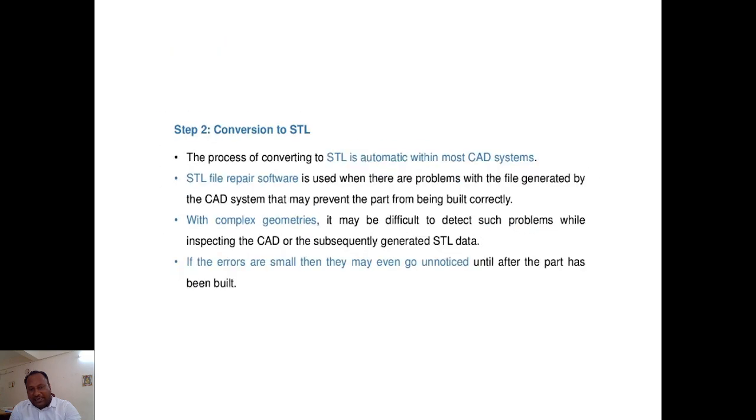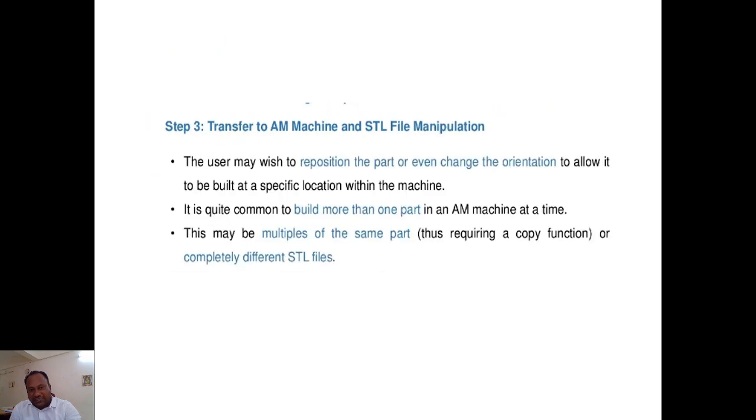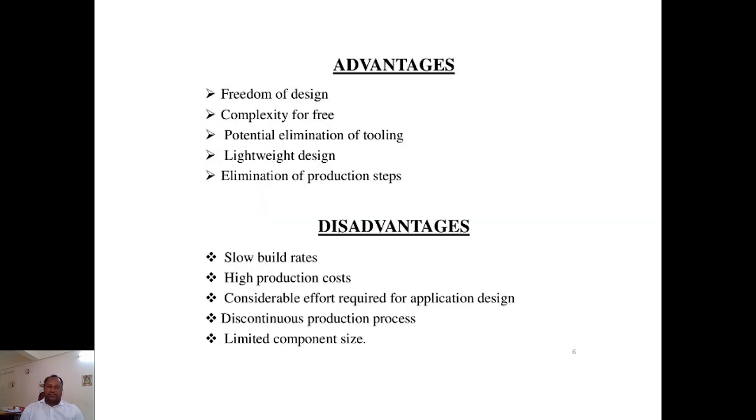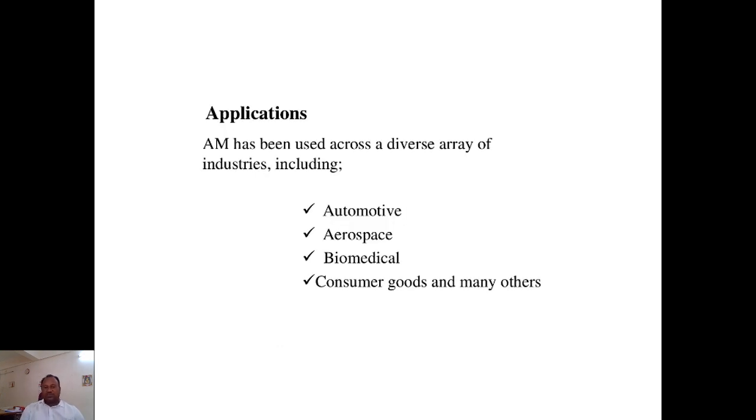So these are the total 8 components: STL, CAD model, removal, post processing, all this. What are the advantages? Complexity is free and there is elimination of production steps. Definitely we are eliminating steps and creating parts in a short period of time. What are the disadvantages? Slow build rates, production cost is somewhat high, and limited component size, with considerable effort in application design. Application wise, we consider automotive, biomedical, aerospace, goods, and many others.